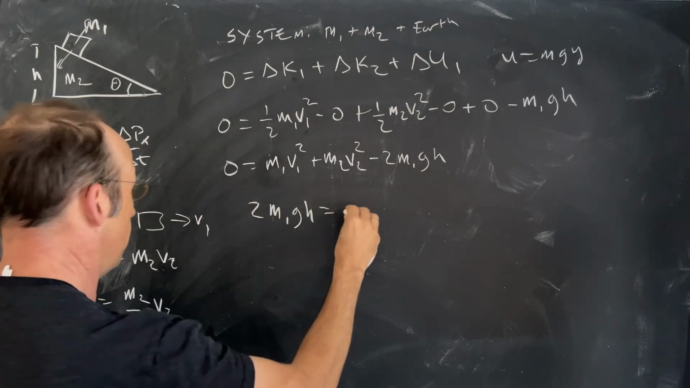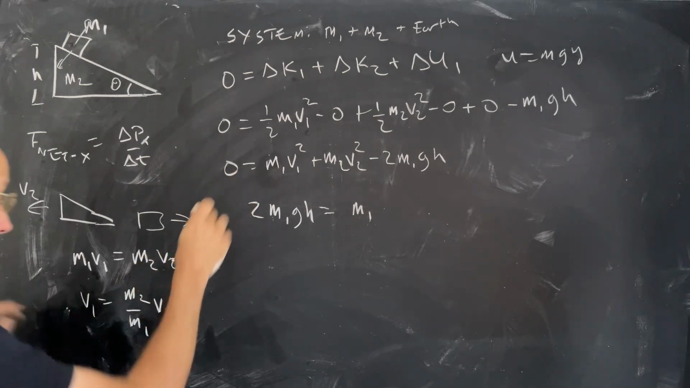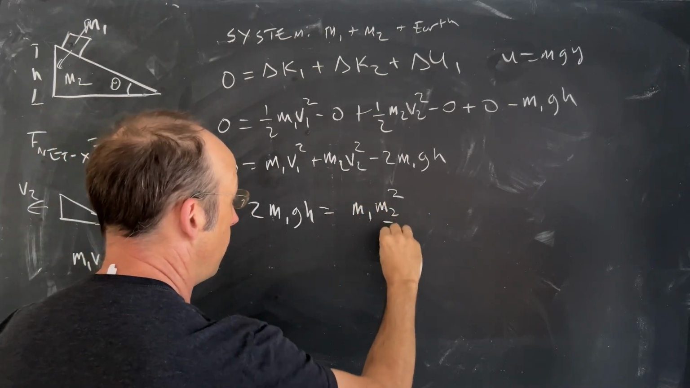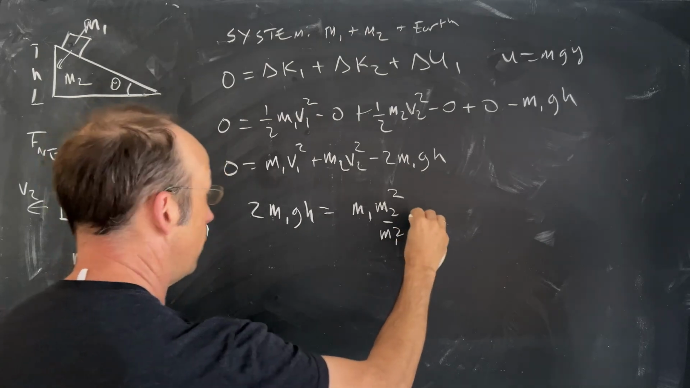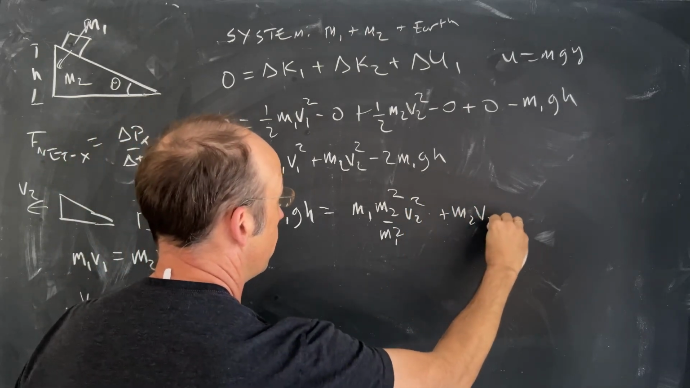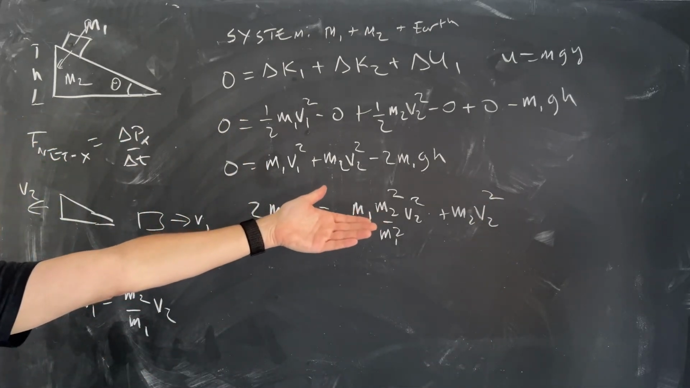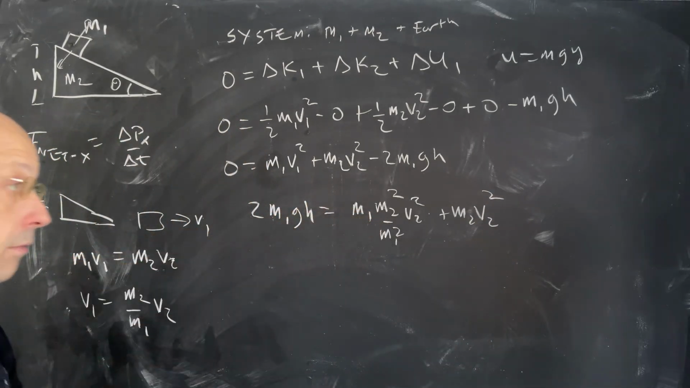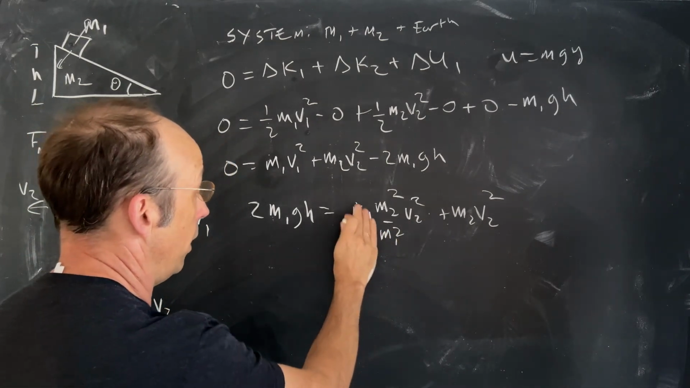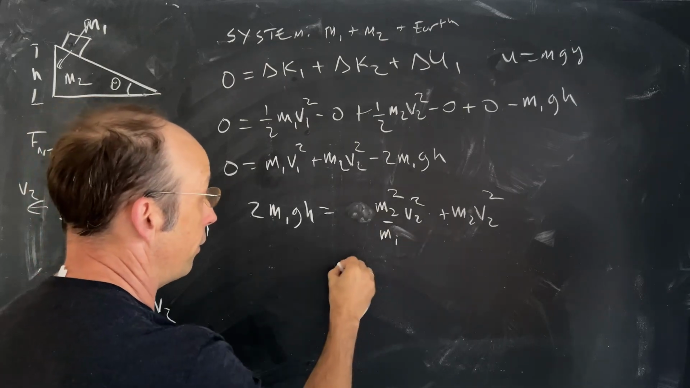m1gh equals m1. Now for v1 squared, I'm going to square this. So I get m2 squared over m1 squared v2 squared. And then plus m2 v2 squared. Now I have an equation with just v2. That's my only thing I don't know. Okay, so right here, I have an m1 and an m1 squared, so I can magically erase that like that. And I can factor out the v2.